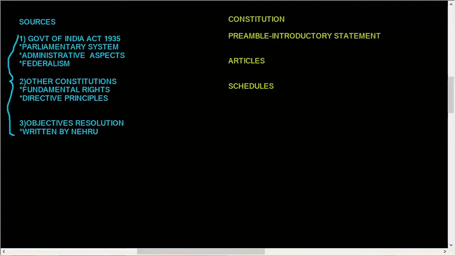Now, the articles should be pretty straightforward. They are all the details, all the points, all the features, all the laws, everything that's in the articles of the Constitution. And there are 395 articles in our Constitution. And finally, we have the schedules. And the schedules are like annexures. They provide extra information on various topics and sort of hot issues, etc. So the schedules are like annexures.